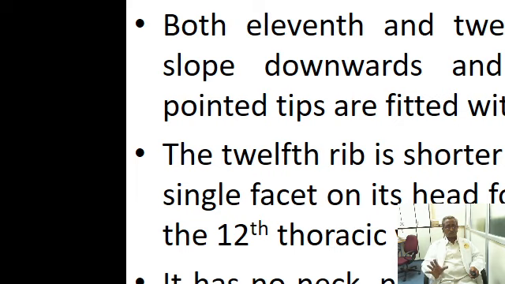The 12th rib is shorter than the 11th. It presents a single facet on its head for articulation with the body of the 12th thoracic vertebra. It has no neck, no tubercle, no angle and no costal groove. So all the characteristic features of a typical rib are not there.